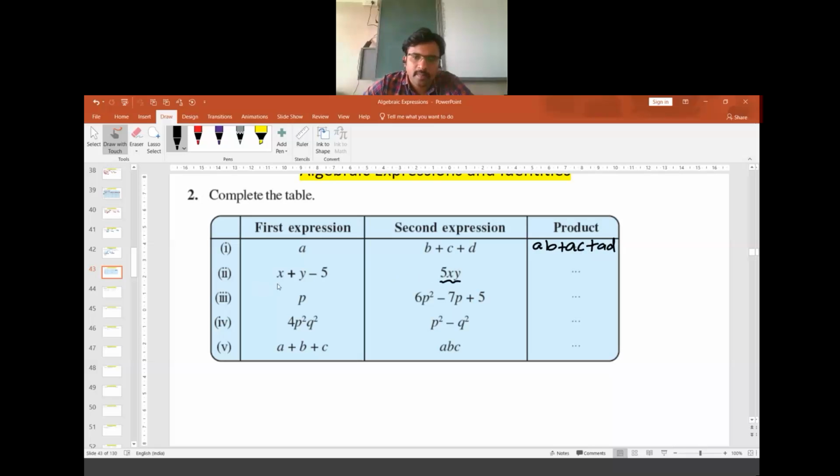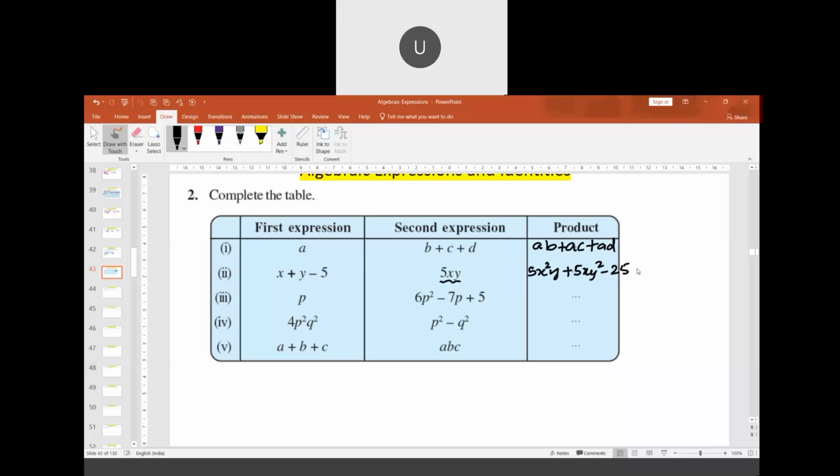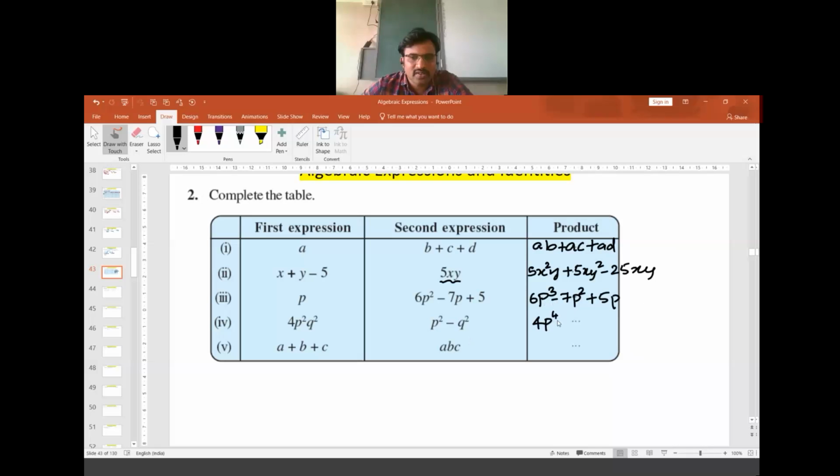When 5xy is multiplied to these three terms, 5x square y plus 5x y square minus 25xy. Very good. When p is multiplied to these three terms, 6p cube minus 7p square plus 5p. For the next one, 4p to the power 4 q square, minus 4p cube q square, minus 4p square plus q to the power 4. Correct.